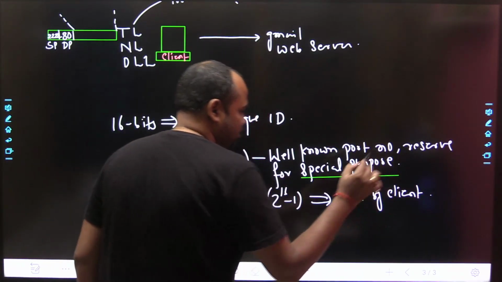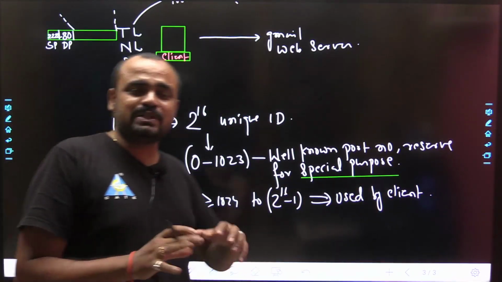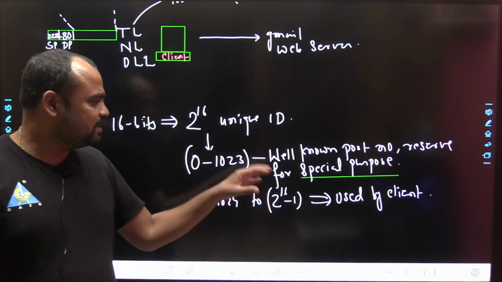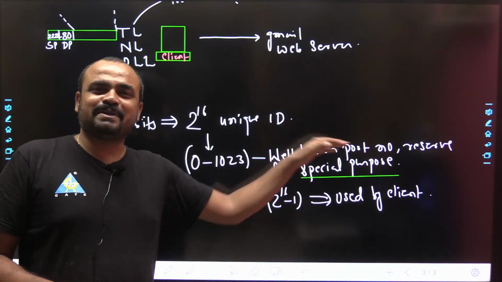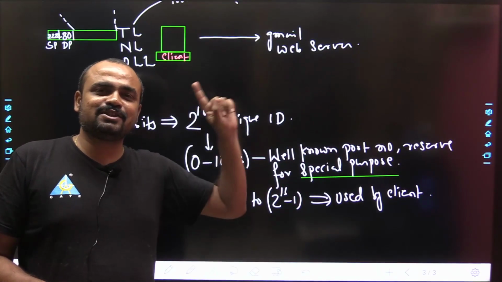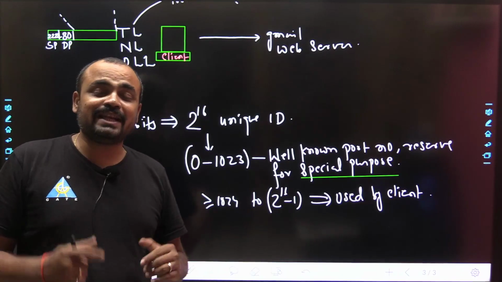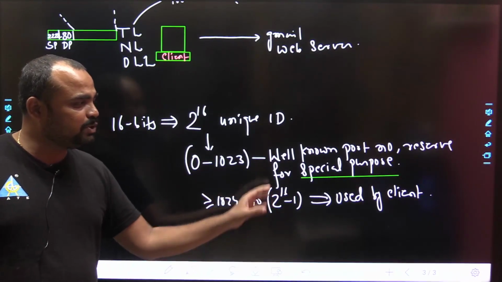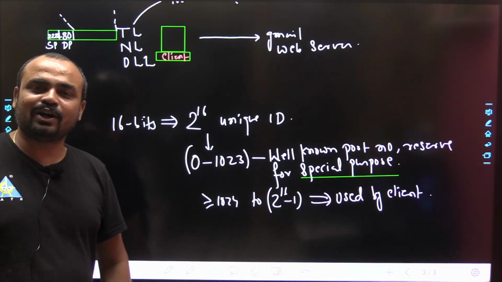I will discuss that later on. Not to worry right now. Once we move to the transport layer, I will discuss it. Why we are reserving these port numbers for special purpose, I will definitely discuss once we go to the transport layer. Then you will be able to feel it. Okay. So any port number apart from this will be used by the client. Got it, everyone?